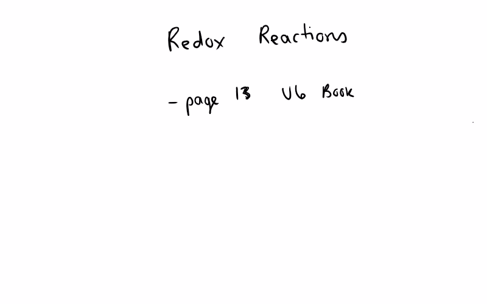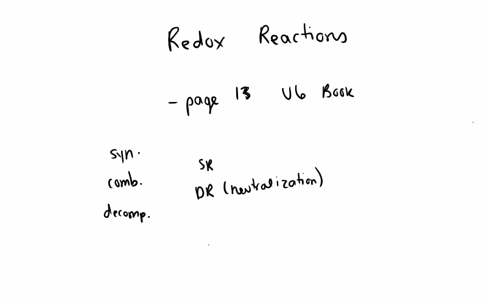So far in Unit 6, we have learned about synthesis, combustion, decomposition reactions, single replacement, and double replacement. And remember, a neutralization reaction is a double replacement reaction. So far we have learned about these 5 types, and in every single one, you are given the reactants, and then you can predict the products, okay?